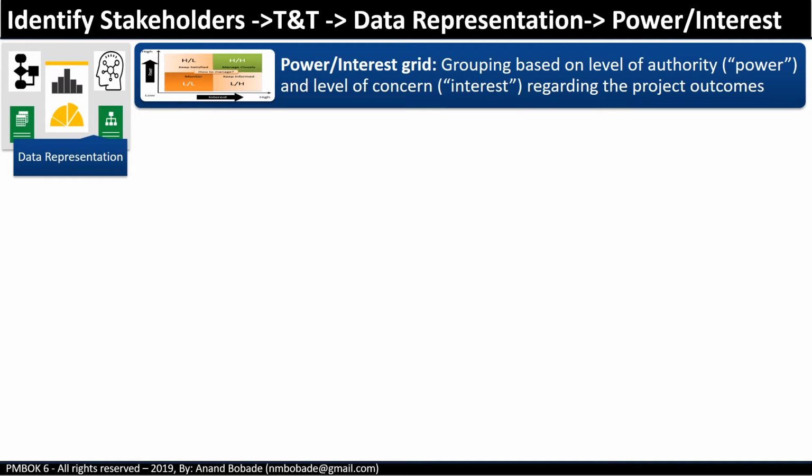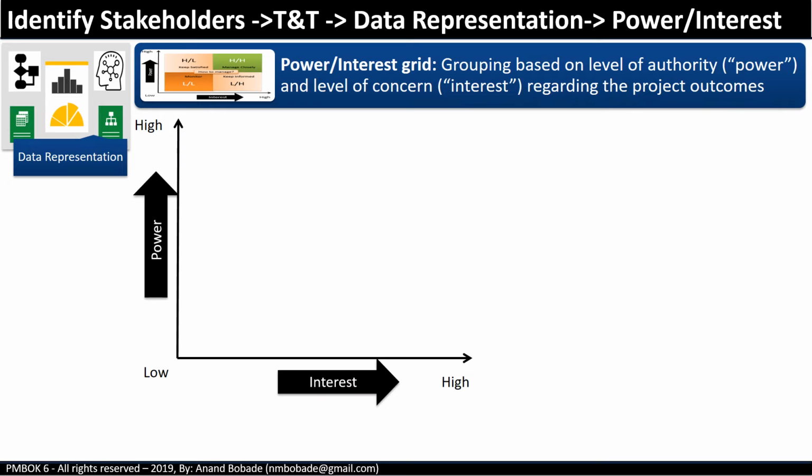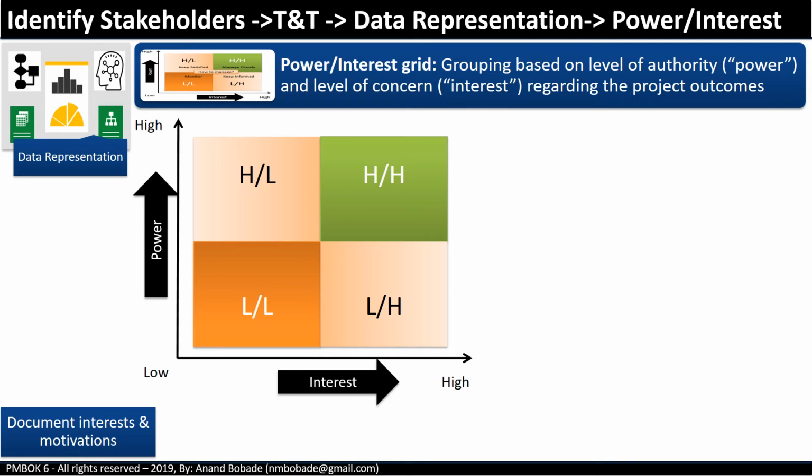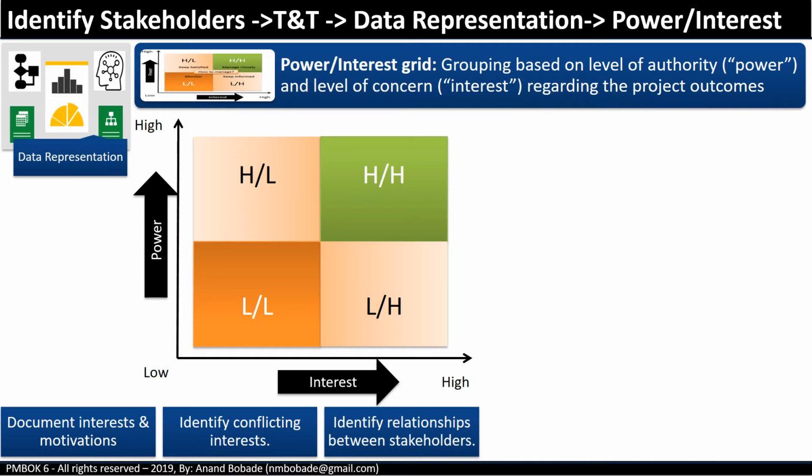Power interest grid. Power is plotted on the y-axis from low to high, and interest is plotted on the x-axis from low to high. The graph is divided into four areas: high power, low interest; high power, high interest; low power, low interest; and low power, high interest. The PM, with the help of experts and the team, will document stakeholder interests and motivations, identify their conflicting interests, identify relationships between stakeholders, and determine the level of participation required from various stakeholders.